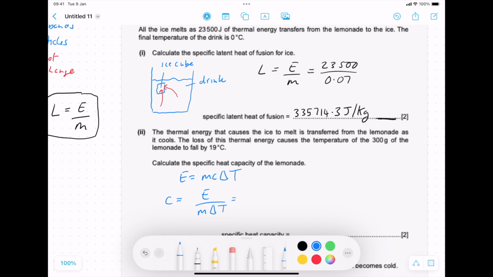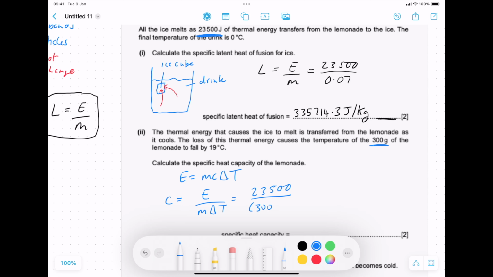So the thermal energy that causes the ice to melt is transferred from the lemonade as it cools. The loss of this thermal energy causes the temperature of 300 grams of lemonade to fall by 19 degrees C. So the energy that was transferred to the ice, well, we were told this at the beginning, was this number, which I've just underlined there. It will be 23,500 divided by the mass of the lemonade, not the ice cube, because we're trying to find the heat capacity of the lemonade. So the mass of the lemonade is 300.